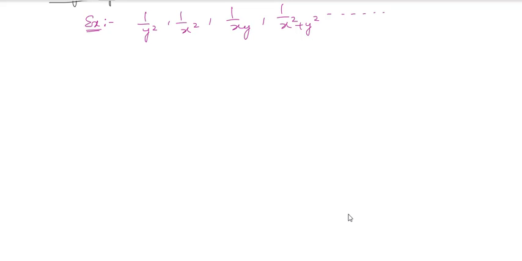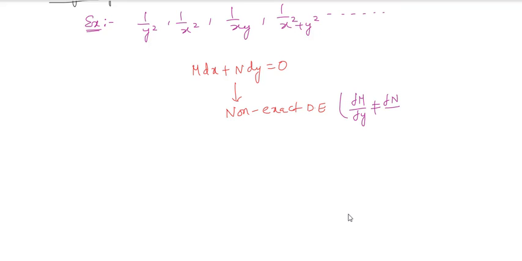So this is M dx plus N dy equivalent to 0, if it is a non-exact differential equation. Non-exact means what? Dou M by dou y is not equivalent to dou N by dou x. This is a non-exact differential equation. So if it is that case, then what will happen? You people will have different cases.